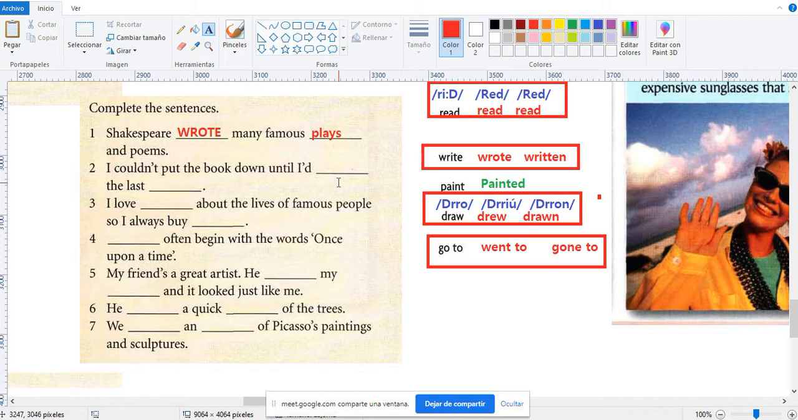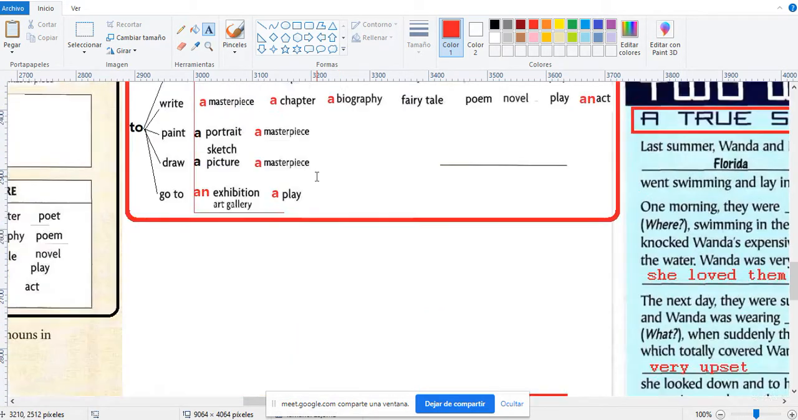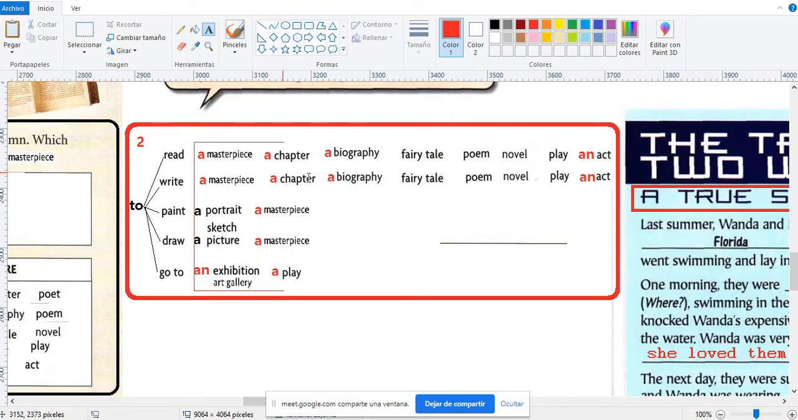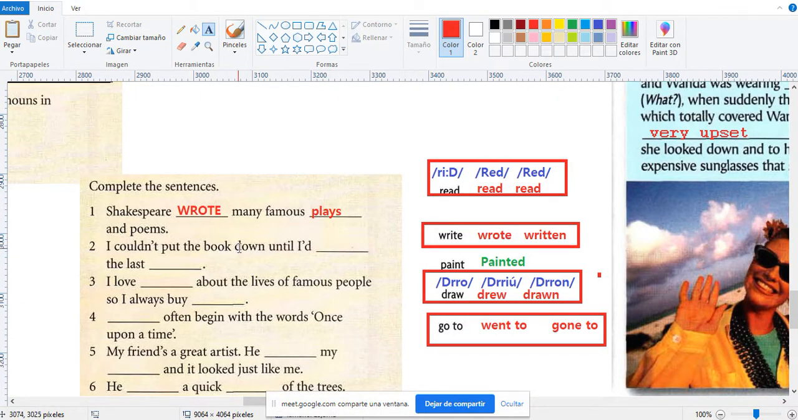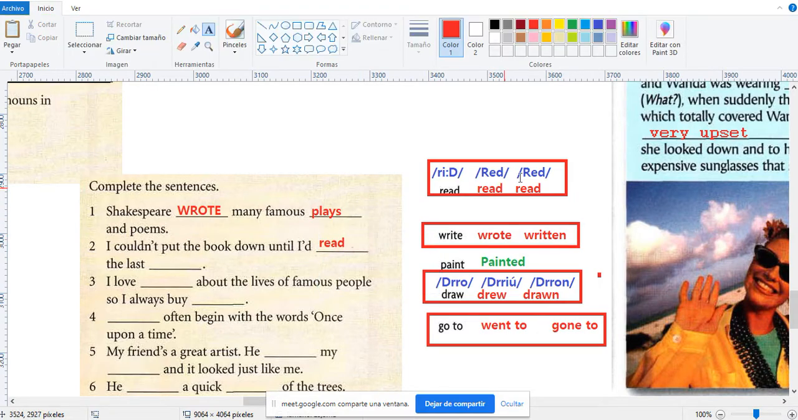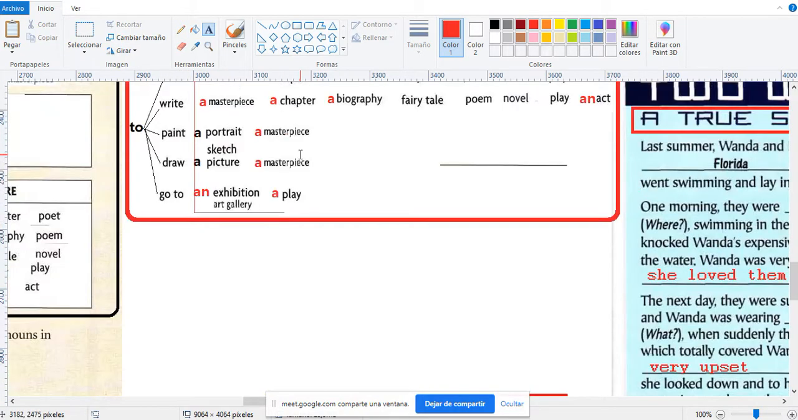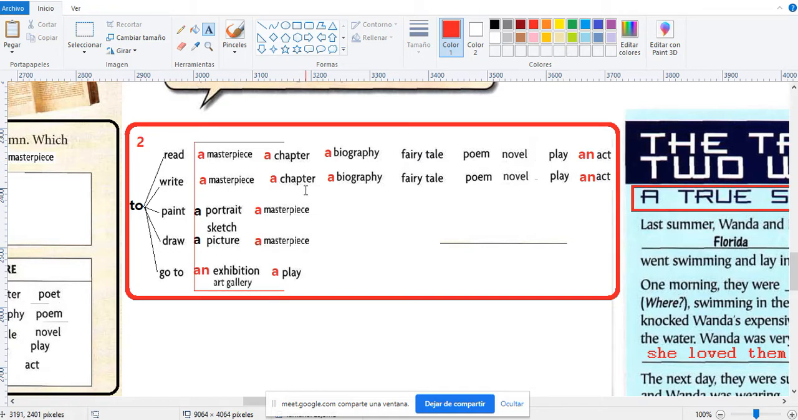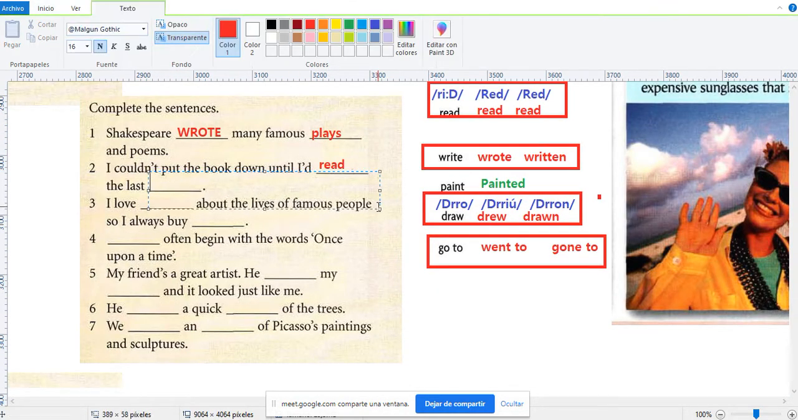I couldn't put the book down until I'd read the last chapter. Sí, con las palabras que están ahí arriba podríamos decir que yo no pude parar. I couldn't put the book down. No pude bajar el libro until I'd, hasta que yo lo había read. Se escribe read, pero se pronuncia read porque por contexto estamos diciendo que I'd read, que no lo había leído. The last, hasta el último chapter. I think it's last chapter.